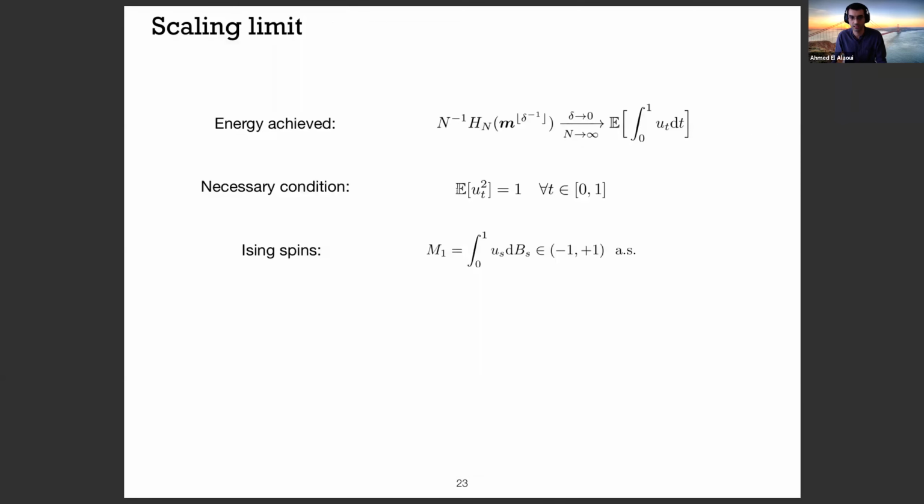Okay, now the necessary condition that I just showed you is that the second moment of u is 1 at every time. That's just necessary. And I'm going to put another condition that is very specific to the model that we're studying. It's because we're looking for ±1 configurations. I want M1, which is the integral of this process with respect to the Brownian motion, to be between -1 and 1. So why do I want that?